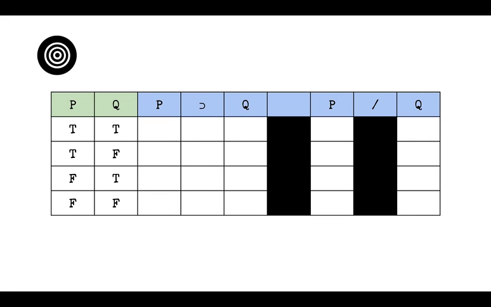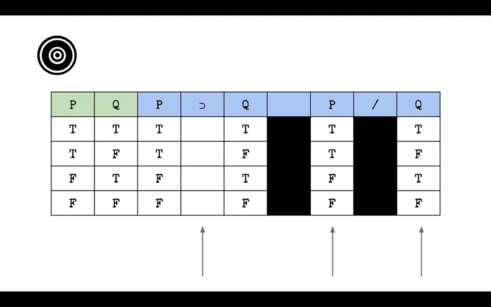Again, we have two sentence constants, so we need to go in the order TTFF for the first column and then TFTF for the second. So there is the P and the Q. Now we copy and paste the P column wherever we see a P, and the Q column wherever we see a Q. Simple as that.